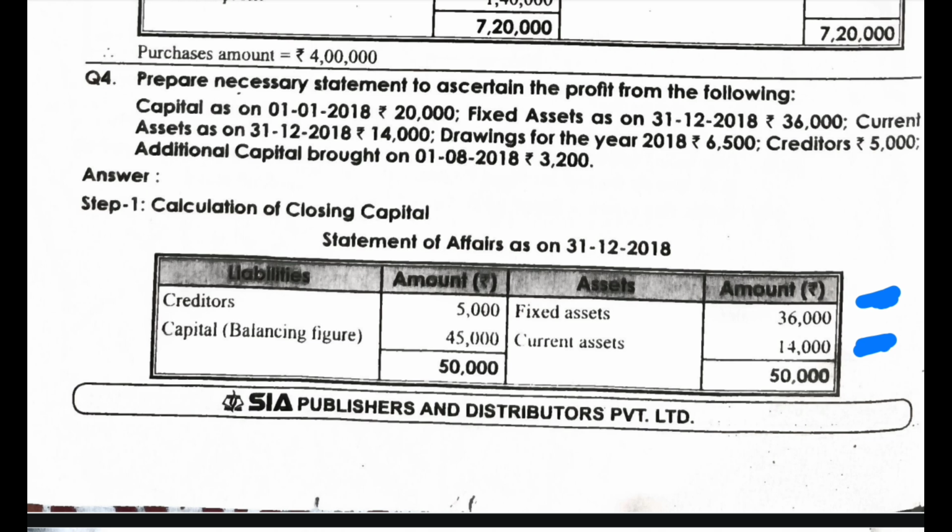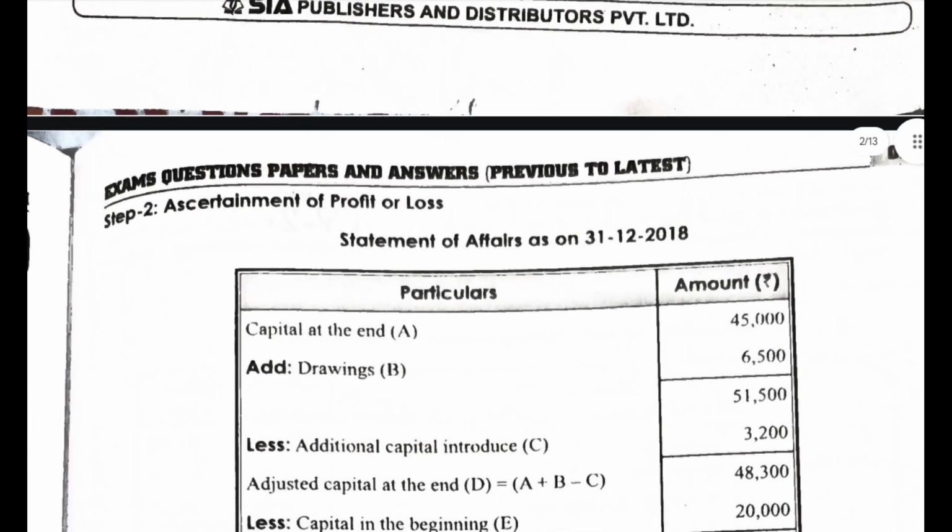Now you see creditors also are given to us. As on 31st December, creditors are given as 5,000. So 50,000 minus this 5,000, we are getting capital at the end, 45,000. It's clear, 45,000 we got it. This is the capital at the end. So if anything is missing, like capital at the beginning, if it is not given, you have to find it out first. Other information is given to us: additional capital, drawings, opening capital. All this we are just substituting here.